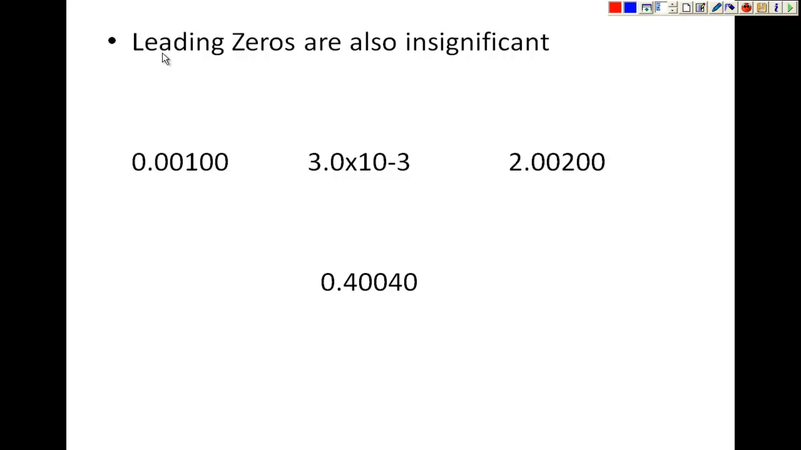So that brings us to our next thing, leading zeros. So trailing zeros are insignificant. Leading zeros are also going to be insignificant. So here are some leading zeros. These are going to be insignificant. But these trailing zeros, since they're after the decimal place, they are significant. So we're given, again, 3 sig figs.